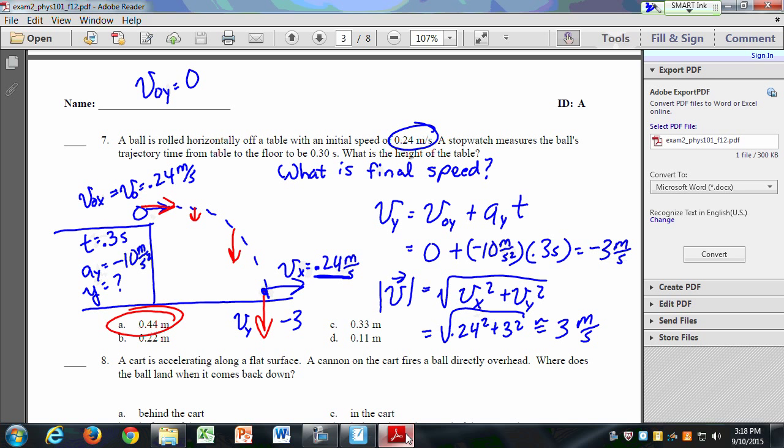Okay? So as you go through the old tests, which I really recommend that you do, every problem is a little bit different, but they're all sort of on the same framework. It's just that the information that you have and what you're looking for will be slightly different.